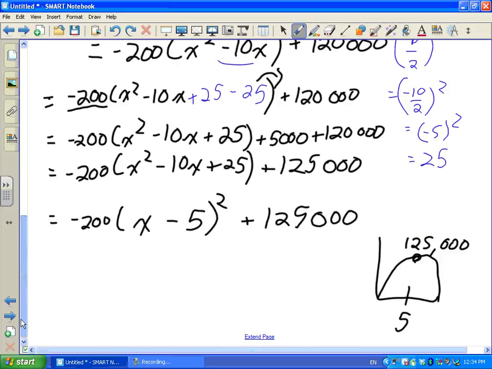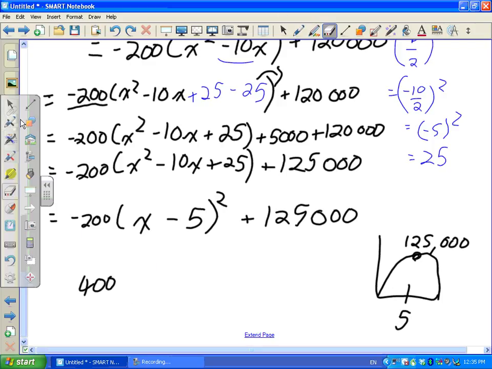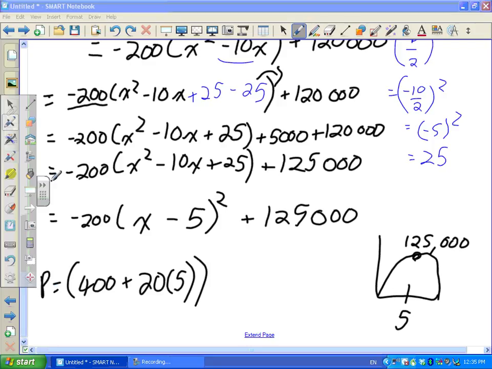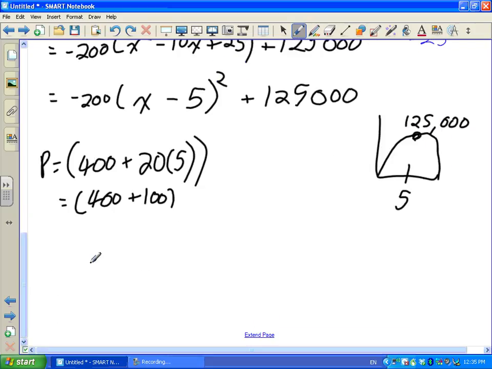So we know that our x is 5, so that means our new price, when we go to plug it in, so get that original equation of 400 plus 20 times 5. Remember, that's how we're going to find out our new price. Our price is equal to this equation. This is going to be 400 plus 100. So they decided to maximize revenue. The new price should be $500.